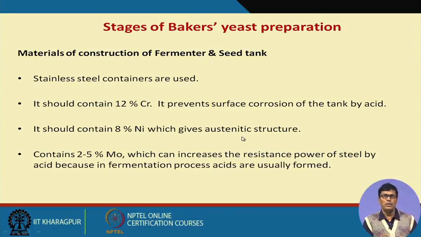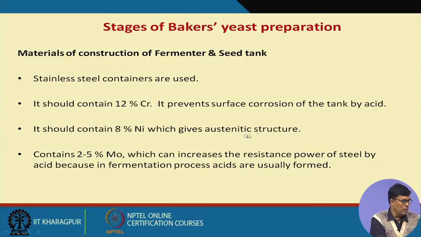Austenitic structure means smoothness of the metal structure. If the surface of the metal structure is a little bit rough, then what will happen? The cells will grow on the surface of the material of construction. That is undesirable. In a stirred tank reactor, we want all cells to grow in the liquid itself, not on the surface of the container. So this is the requirement. 8% nickel is required to give the austenitic structure.